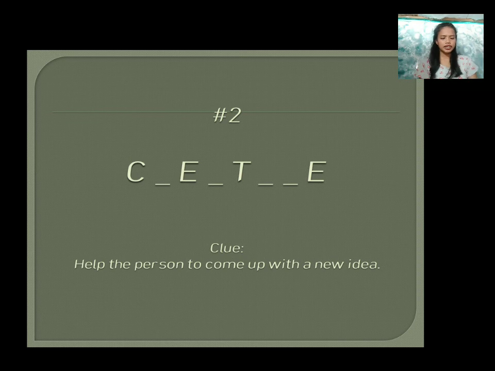the clue is, it helps the person to come up with a new idea. The timer starts now. And the answer in number 2 is creative. Creative helps us to come up with a new idea.